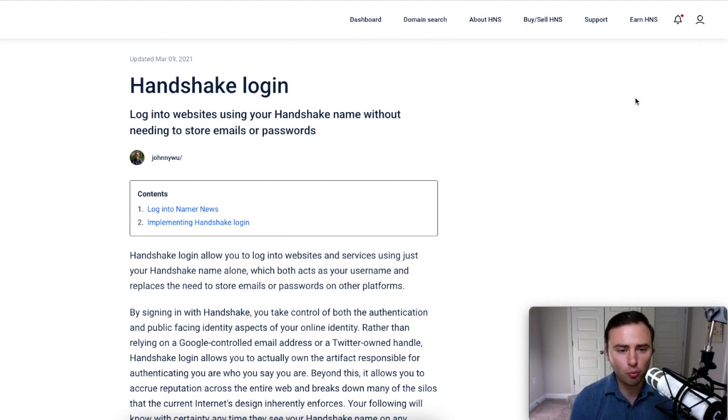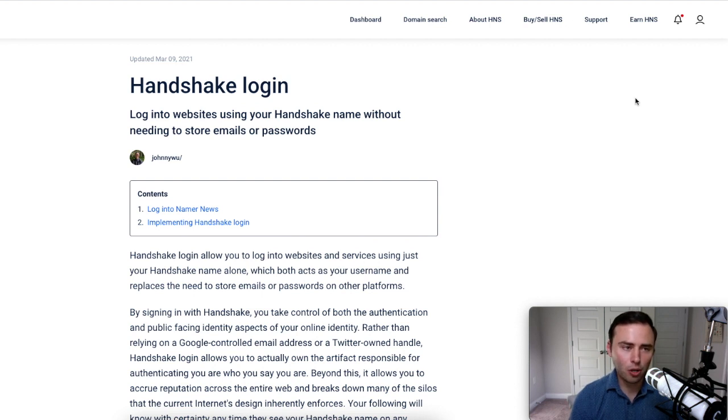Namebase does a really good job at making it easy to interact with Handshake's blockchain. But anyways, with Handshake, you can read right here on the website, it allows you to log into websites using your Handshake name without needing to store emails or passwords. I like to think of it as the convenience we're used to with single-click login, along with being able to retain your data ownership.